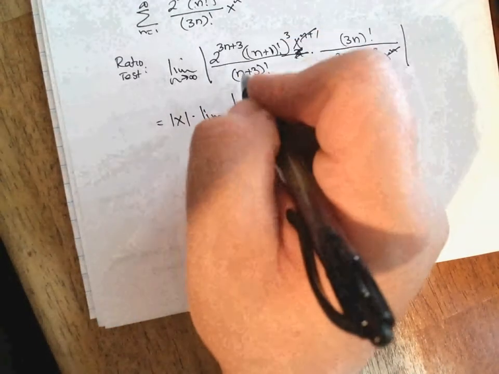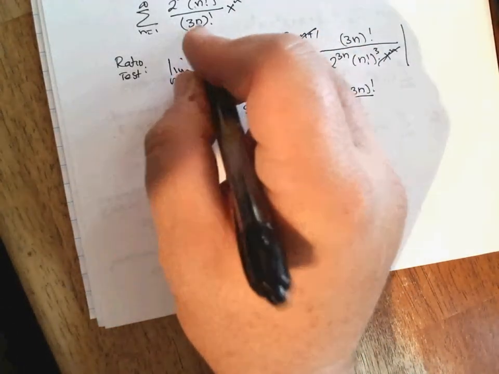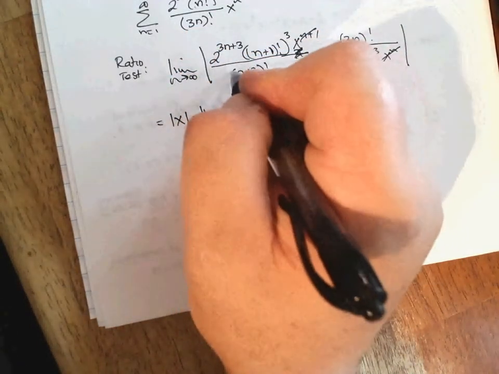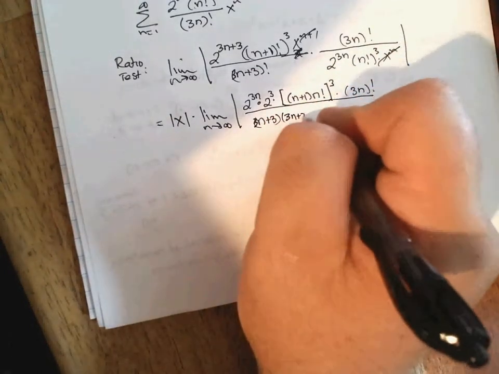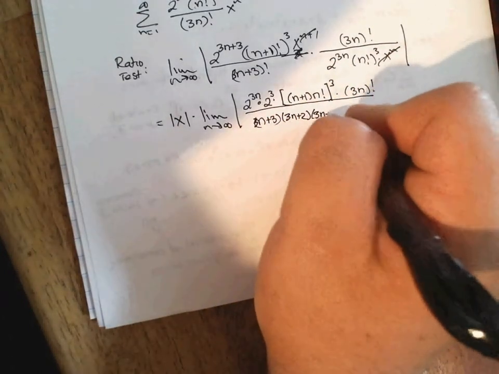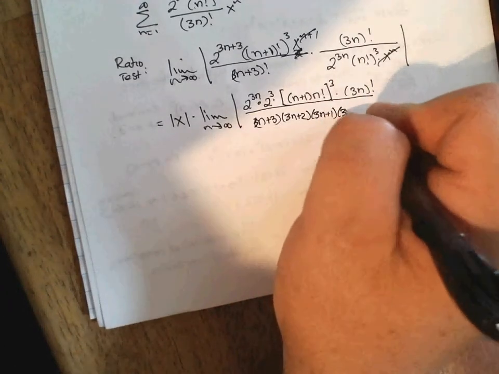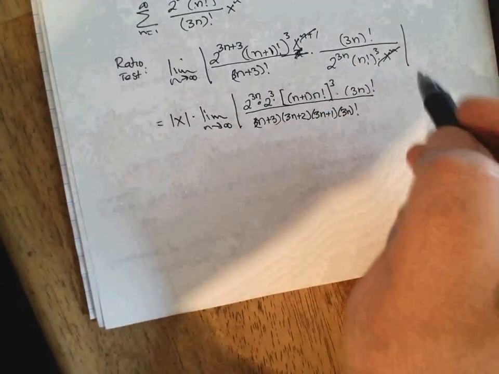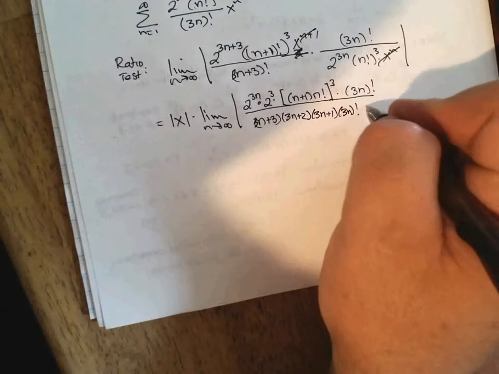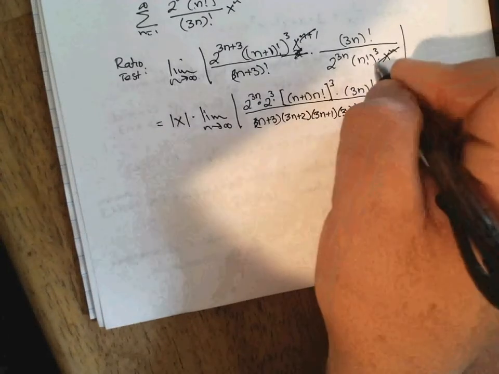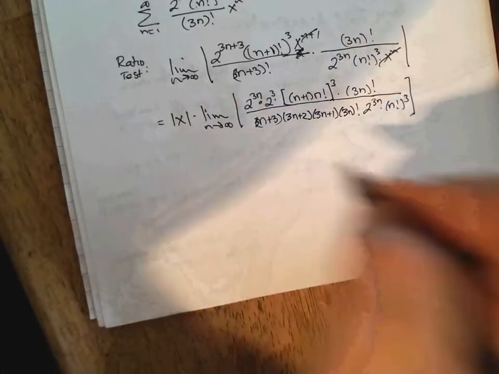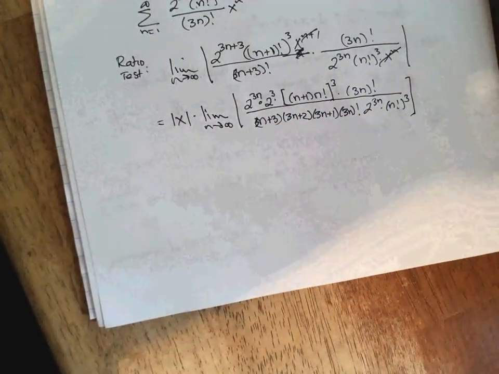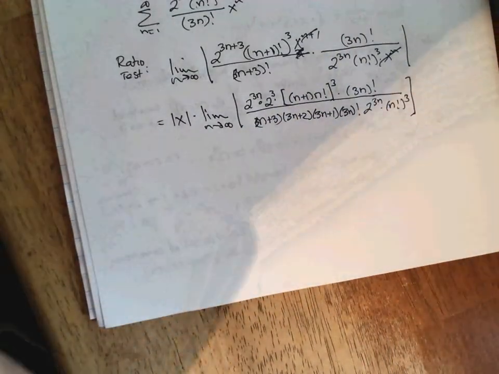Did I write that right? Let's check it again. Oh, 3n plus 3, right? Because 3n factorial here. 3n plus 3. So 3n plus 3, 3n plus 2, 3n plus 1, and then 3n factorial for all of that. And then the 2 to the 3n and the n factorial being cubed.